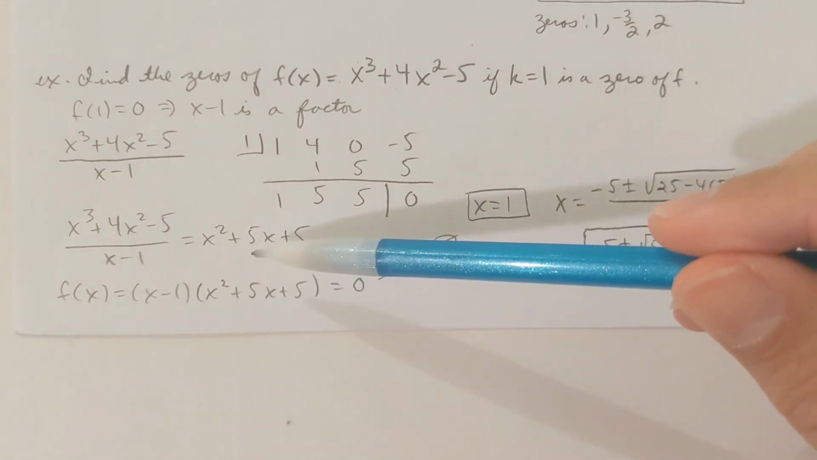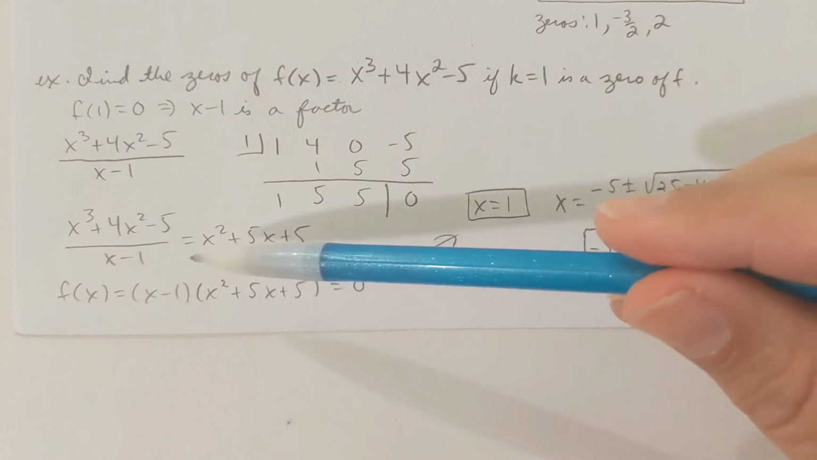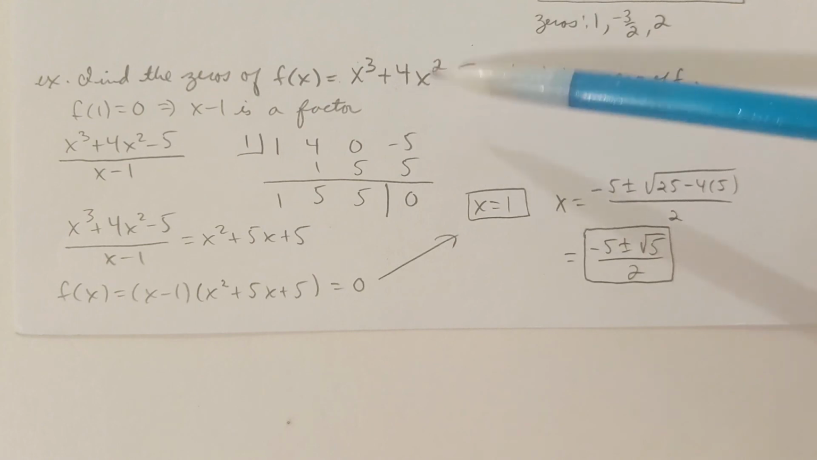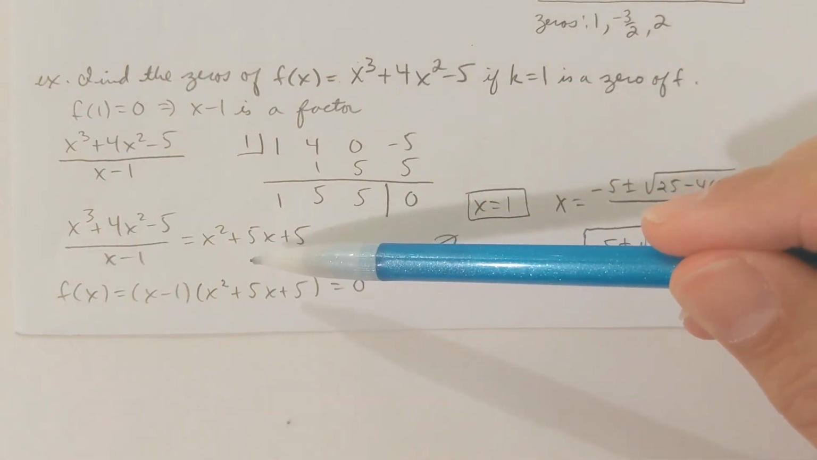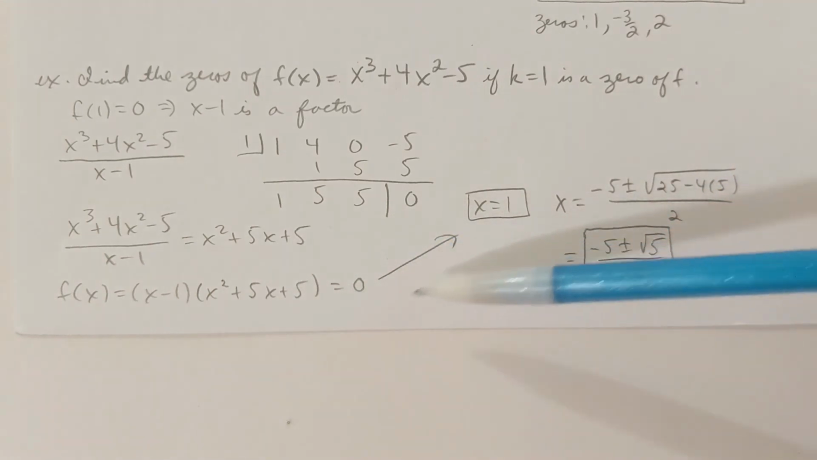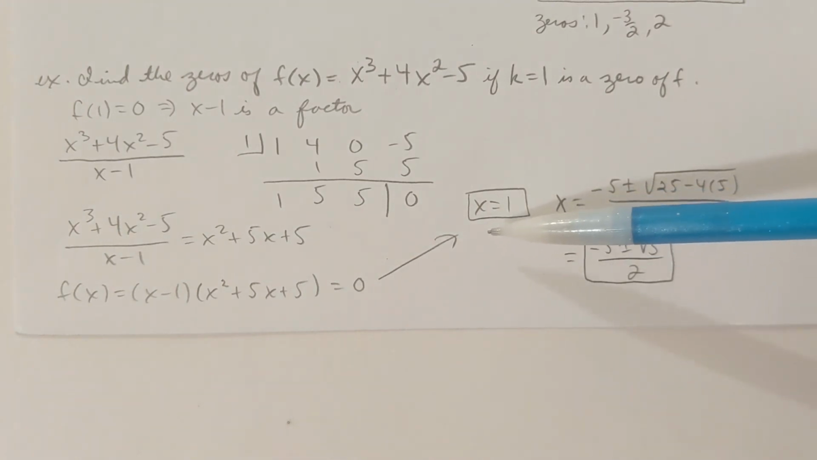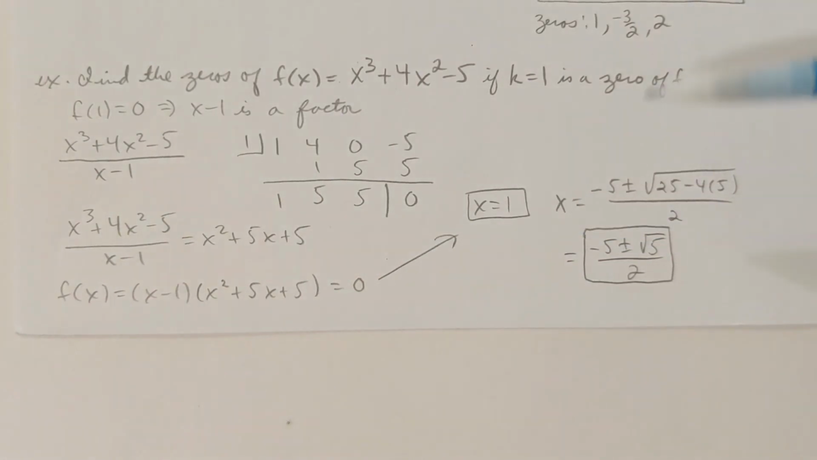And let me multiply both sides by x minus 1. So x cubed plus 4x squared minus 5, that's what I've got to factor, is x minus 1 times x squared plus 5x plus 5, which equals 0. X equals 1 is one of the answers. X squared plus 5x plus 5 is not going to factor nicely, although I can use the quadratic formula as my next best option.